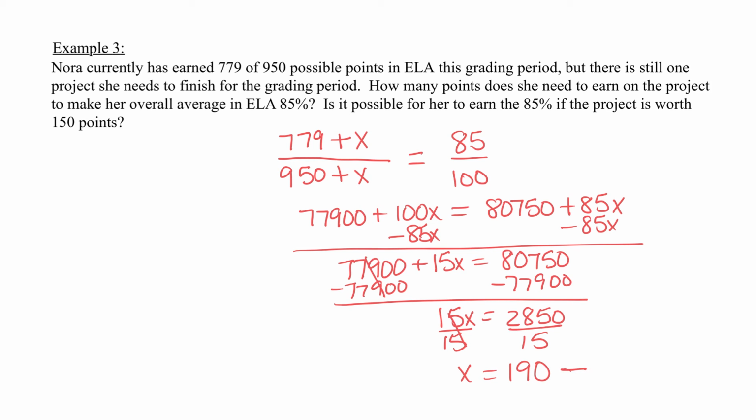So this is what she would need to make on her ELA project in order to get an 85 in the class. Now, the second part of the question says, is it possible for her to earn the 85% if the project is only worth 150 points? Well, she needs 190 points. So no, it is not possible.